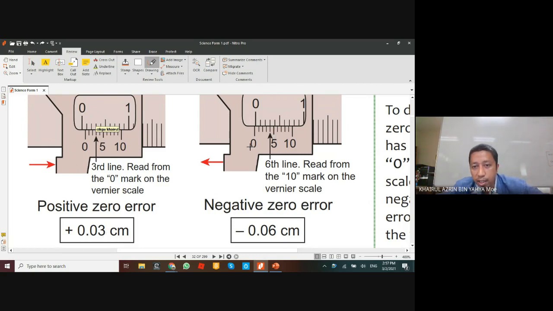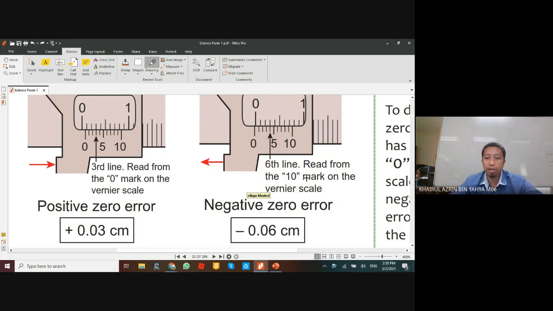Okay, this one is the negative error. We see where the line is straight here. Okay, the line straight here is here. Oh, the textbook is wrong, I think. 1, 2, 3, 4. Actually it is not 6. This is wrong. Actually, it's the fourth line. It's the fourth line.